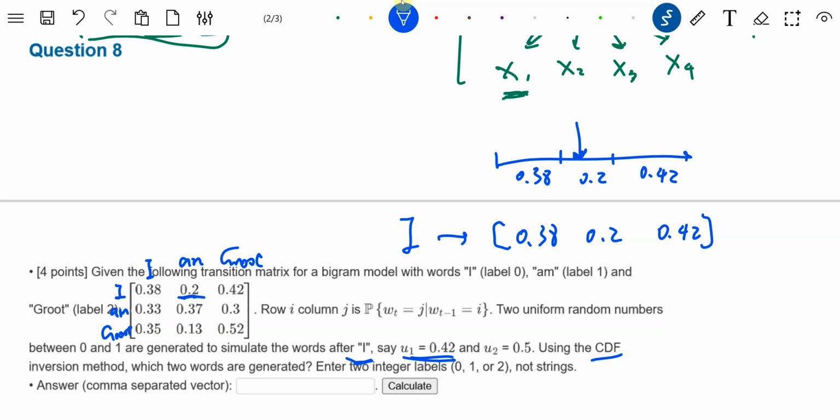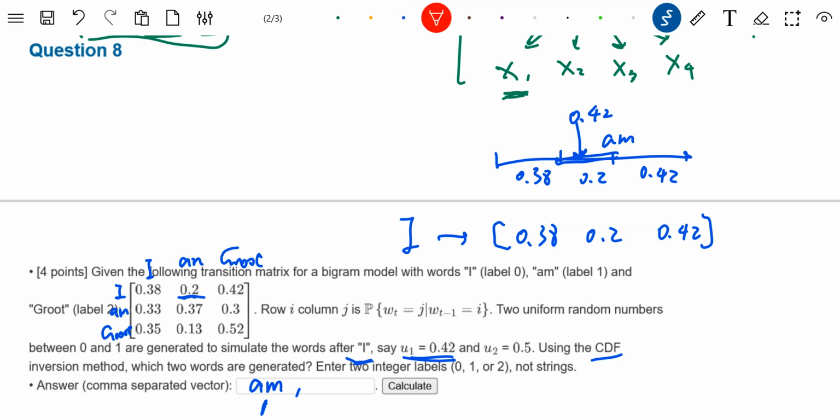It's a bit larger than 0.38, but less than 0.58. So 0.42 is here, and here it represents M. So the second word is M. And you are asked to enter the label, so the next number is 1.